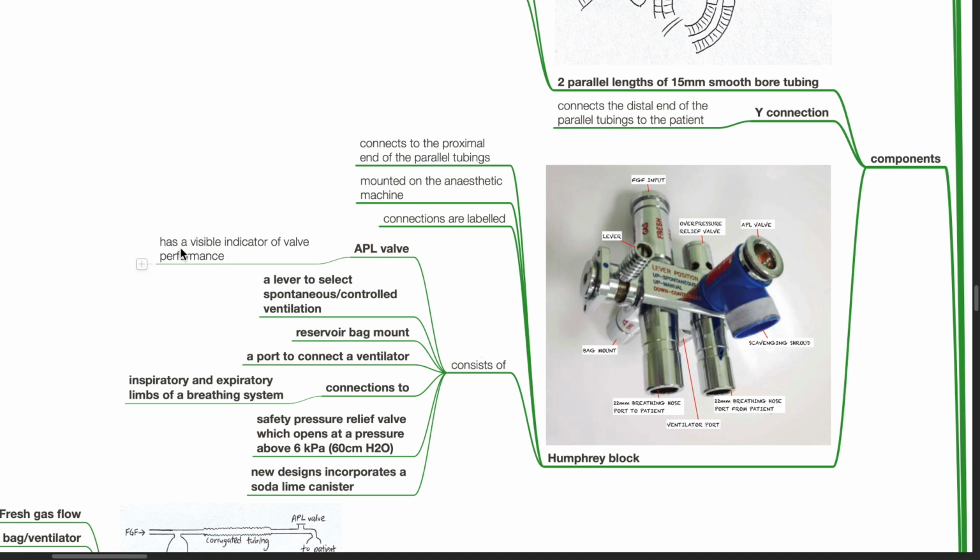It consists of the APL valve. It has a visible indicator of valve performance, a lever to select spontaneous or controlled ventilation, a reservoir bag mount, a port to connect to a ventilator, connections to the inspiratory and expiratory limbs of a breathing system, and a safety pressure relief valve which opens at a pressure above 6 kPa or 60 cm H2O. New designs incorporate a soda-lime canister.